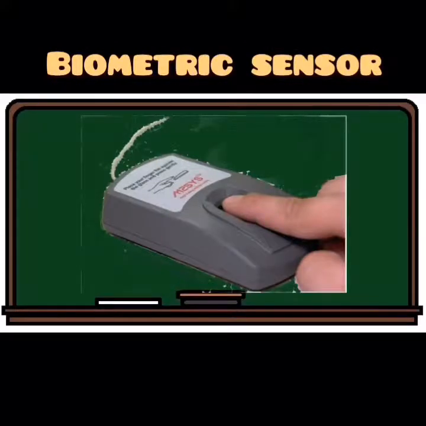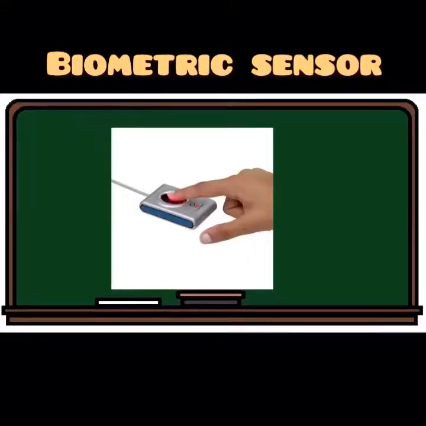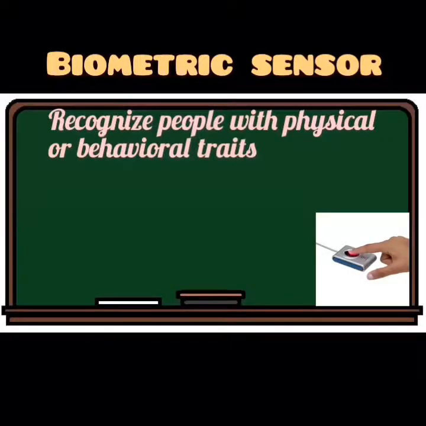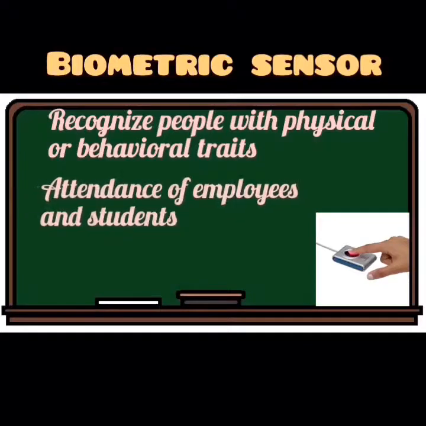Next is biometric sensor. This is a picture of a biometric sensor. You can use this for recognizing people with their physical or behavioral traits. For example, if you want to identify me with my fingerprint, you can use a biometric sensor. Now, for example, if I want to give attendance in school as a teacher, or a student has to give attendance in school, you can use this biometric sensor. You can give your fingerprint and mark your attendance.